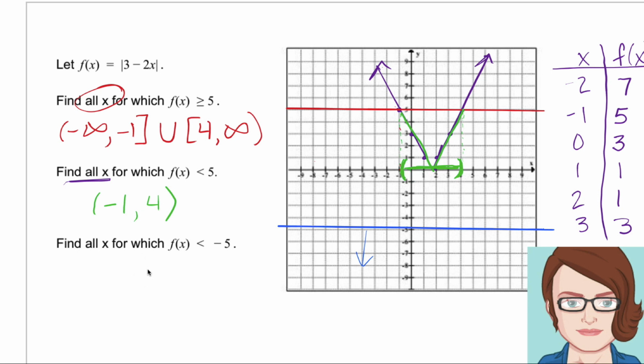So what do we say? Does it have any solution? Are there any x's? No, no solution. There are no values of that function that are less than -5.